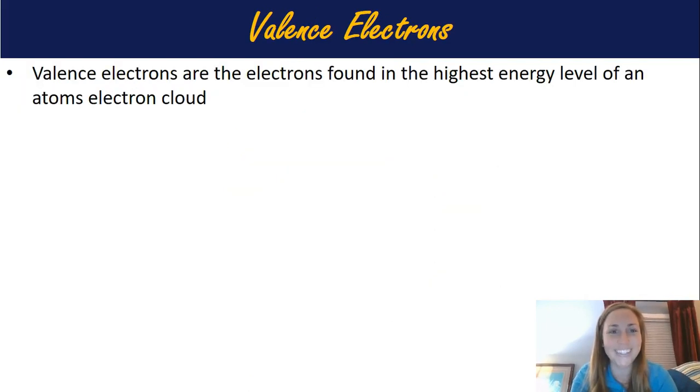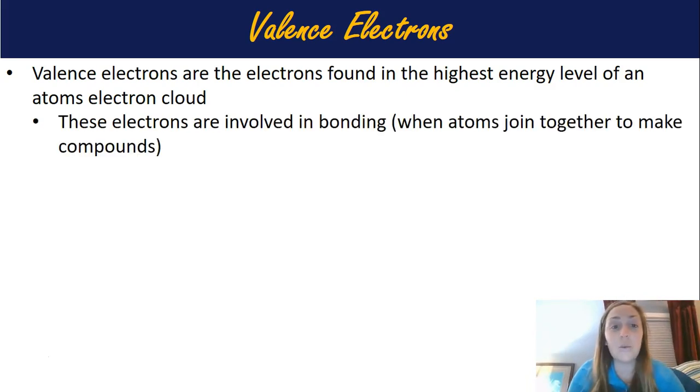Let's talk about why. Okay, so valence electrons. Valence electrons are the electrons found at the highest energy level. So those are the furthest ones out in the electron cloud. They are furthest away from the nucleus. So these electrons are involved in bonding, when atoms join together to make compounds.